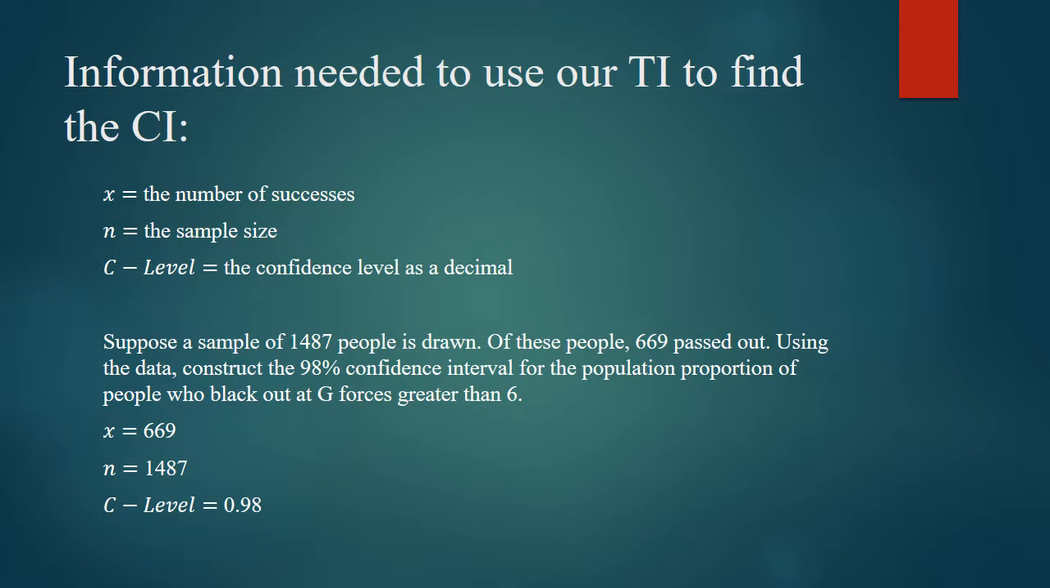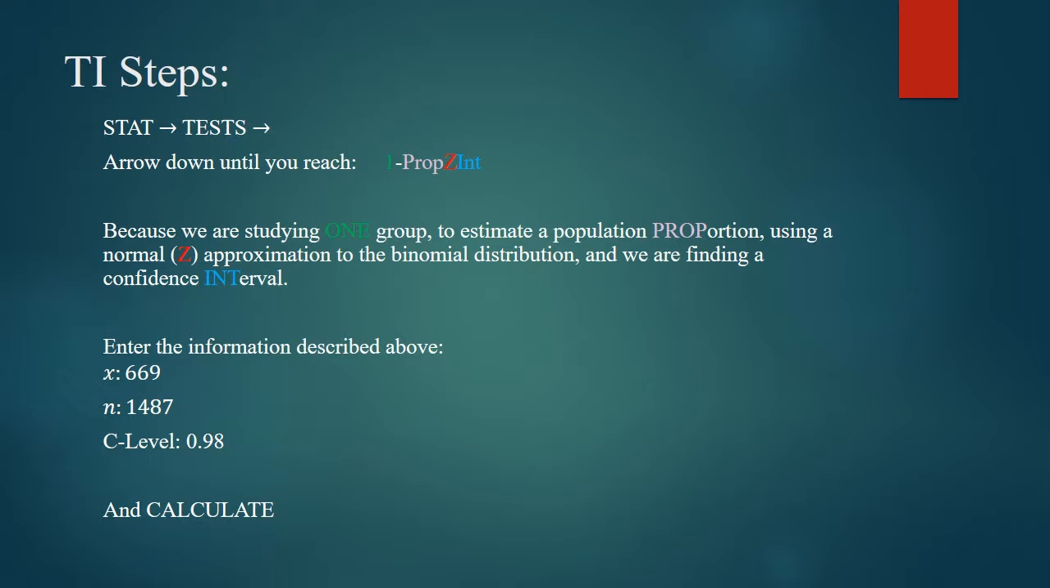So in our situation, we have a sample of 1,487. That's N, our sample size. Of these people, 669 passed out. That is X, 669 successes. We want a 98% confidence interval, so our confidence level is 98%. Turn that into a decimal, 0.98. These 3 values, stick them in our calculator, out pops our confidence interval.